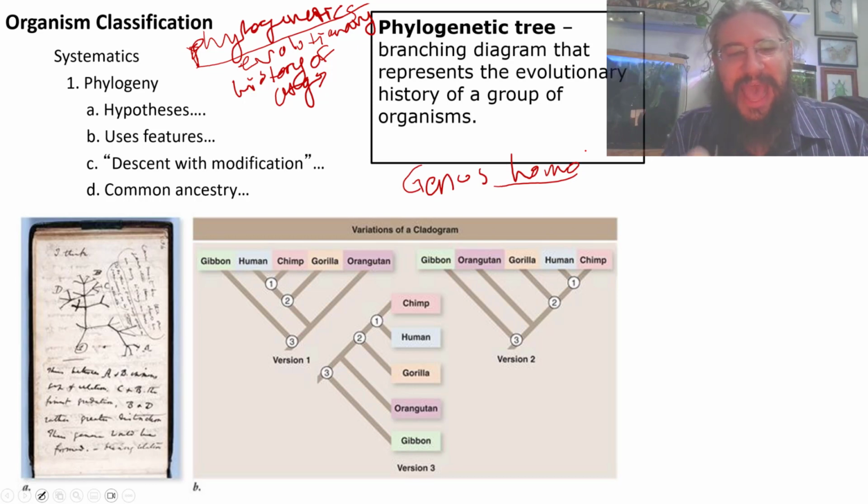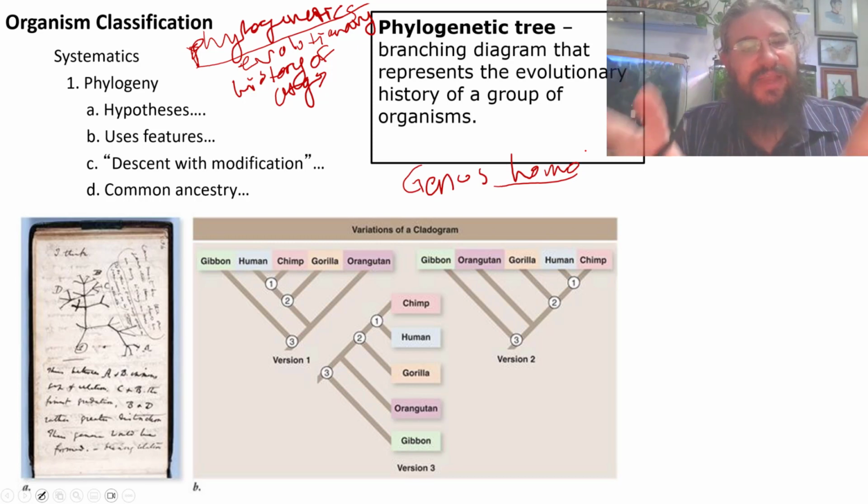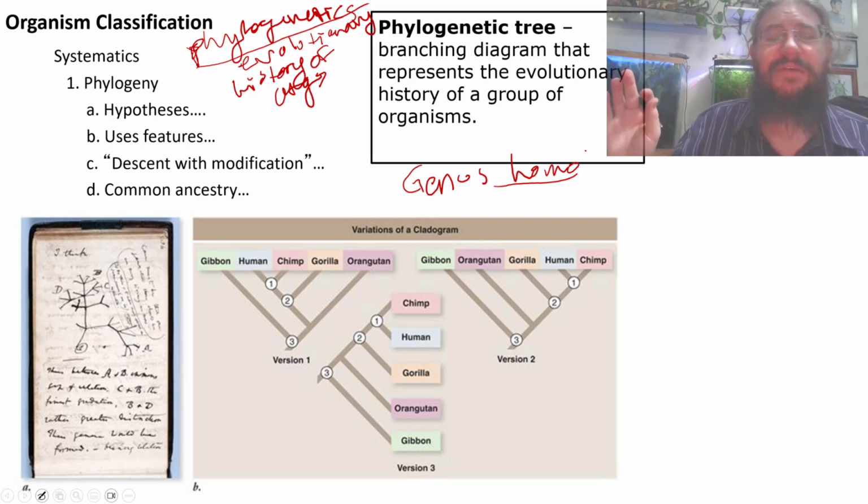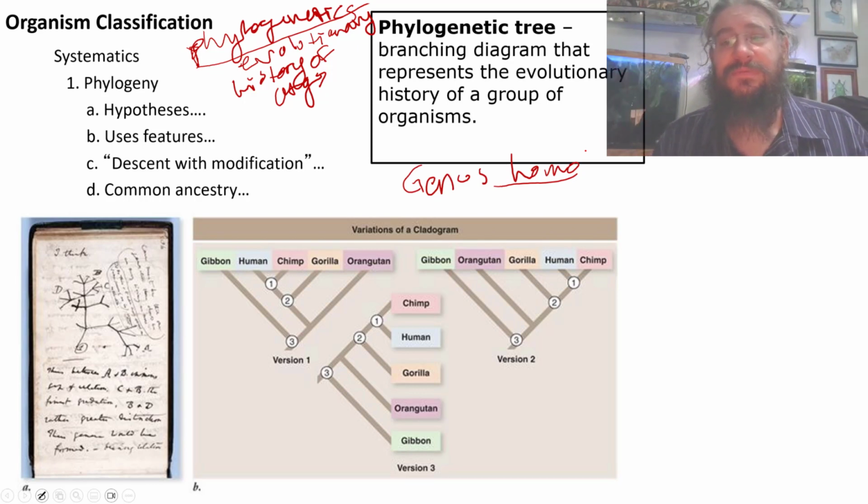You don't even have to have an entire genus present. You could have several closely related organisms within that genus. It's a very cool method of describing the evolutionary relationship of organisms and classifying organisms.